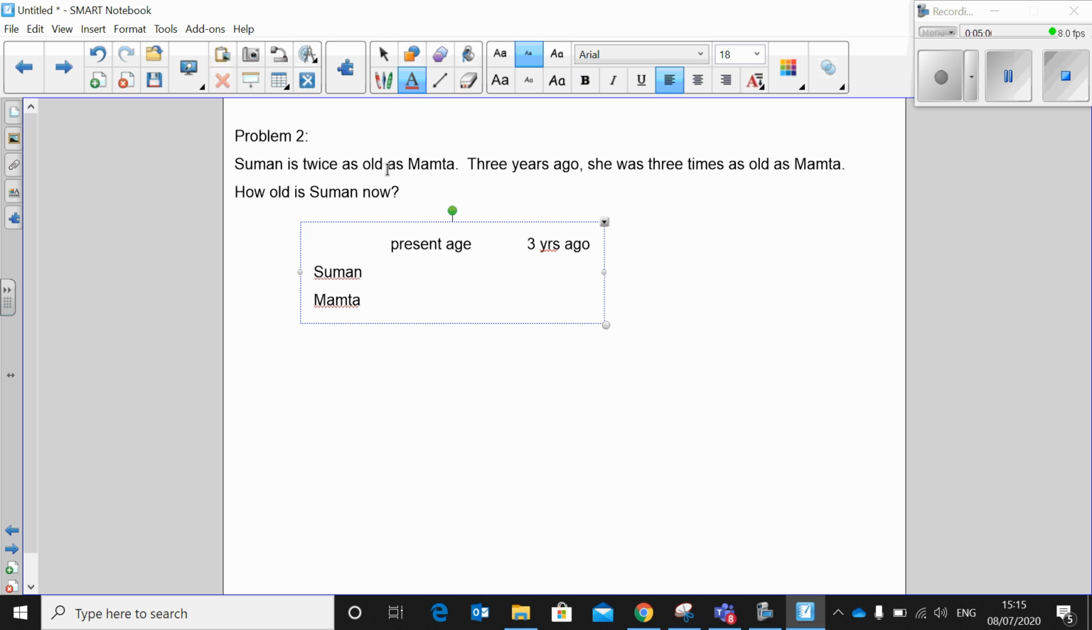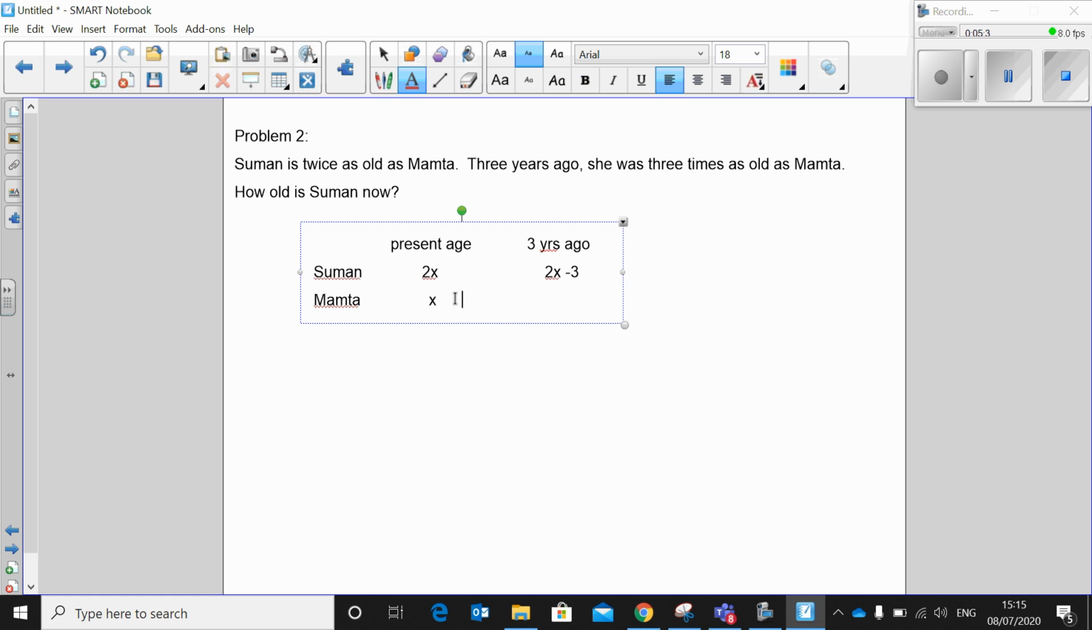Now let us take whose age will be x, and the other one will be according to that. Suman is twice as old as Mamta. Suman's age is compared with Mamta's age. So let us take Mamta's age as x. Then Suman's age will be 2 times x. Now, 3 years ago. What does 3 years ago mean? If I am 35 now, 3 years before is 35 minus 3. So 2x minus 3.